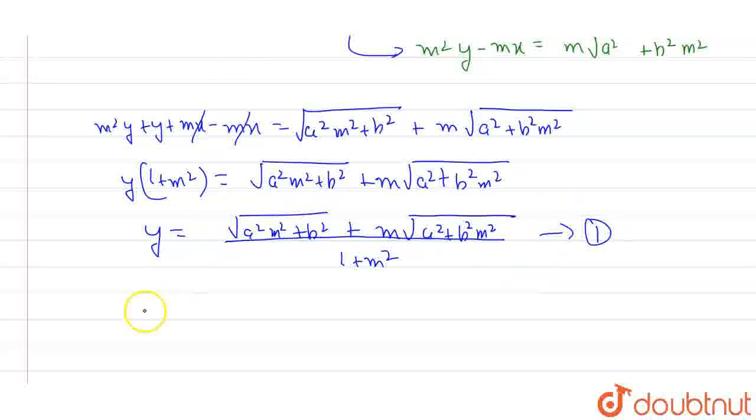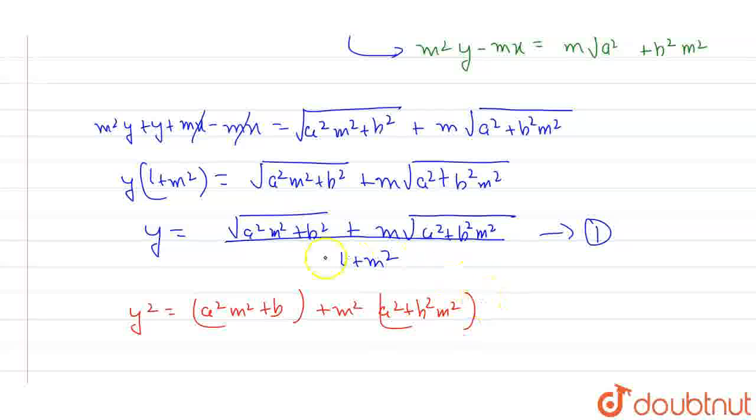Let's take this. Now I'll just square both sides. So this will become y square, and on the right it is the formula of a plus b whole square. If I expand this formula, after expanding, we get a square m square plus b square, plus m square into a square plus b square m square, and 2ab, which means 2m. Let's take m out of the root, so this will become a square m square plus b square, and here we have a square plus b square m square, and the whole part is covered by under root.